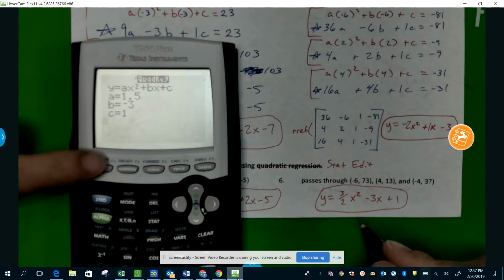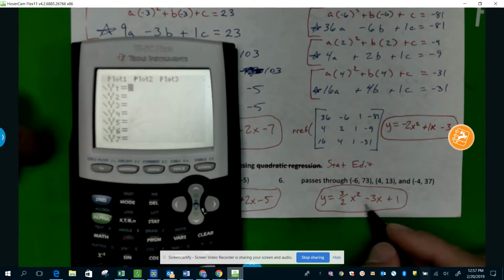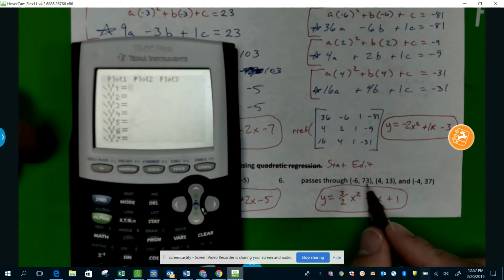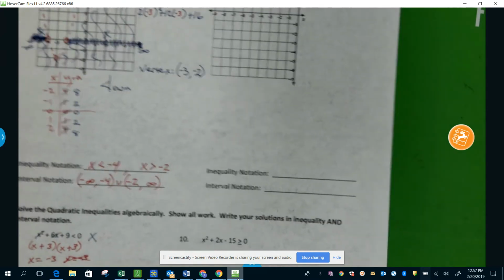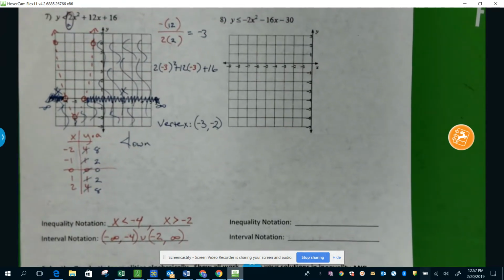Again, you can plug that into your y equals, plug the equation in here, go look at the table, and you should have these 3 coordinates on your table. For time constraints, I'm not going to do that. That's a way for you to check it.